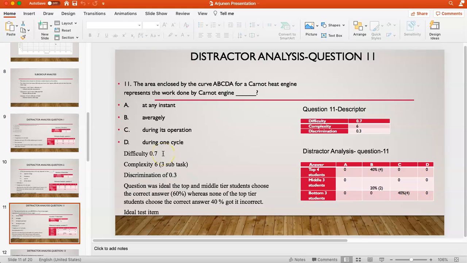The difficulty here was 0.7, complexity was 6, using the 3 subtasks. Discrimination was 0.3. Question was ideal. The top and middle tier students chose the correct answer, 60%, whereas none of the bottom tier students chose the correct answer. 40% from the bottom tier got it incorrect. I think, based on the analysis here, this was an ideal test item.